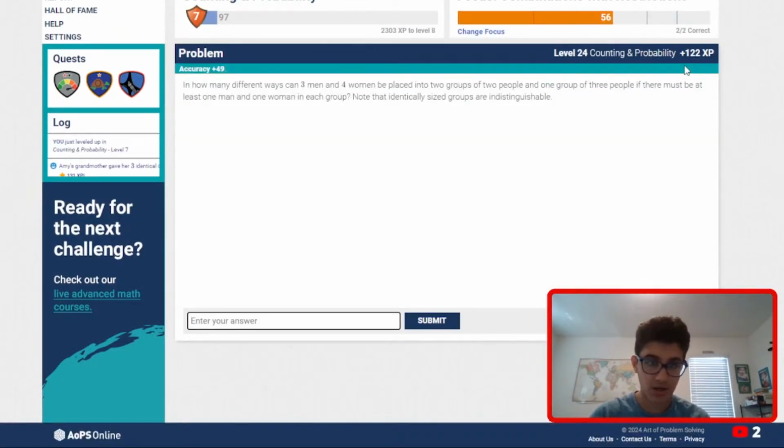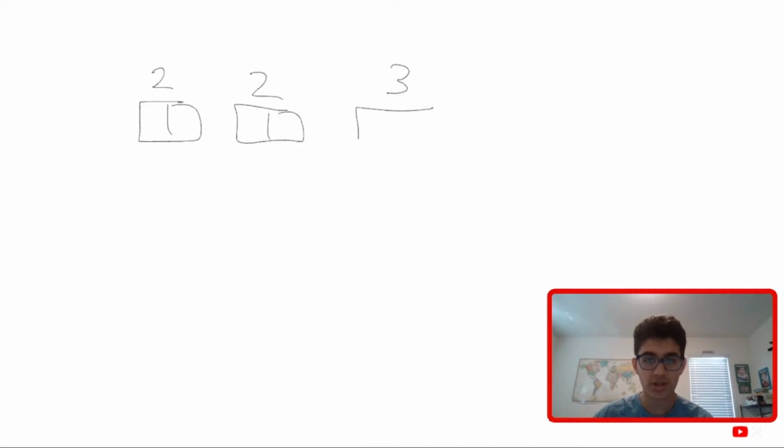Okay. In how many different ways can three men and four women be placed into two groups of two people and one group of three people, if there must be at least one man and one woman in each group? Well, okay, there are three groups in total, so there has to be one man in each. Are we saying that people are identical? I don't think we can say that. So, okay, let's take this to be the group of two. So this is one group of two. This is another group of two. And this is one group of three.